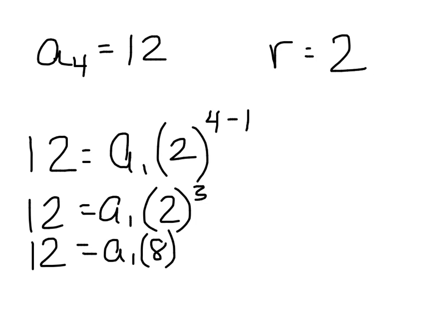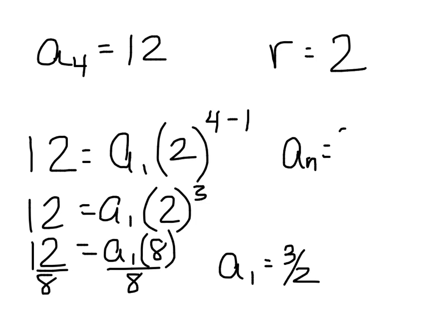How do you get rid of times? Divide by 8. What's 12 divided by 8? 3/2? Oh yeah, I was thinking it was different numbers. Never mind. Yeah, you were right the first time, Amanda. So A1 equals 3/2. So my rule: 3/2, times 2, and n minus 1.